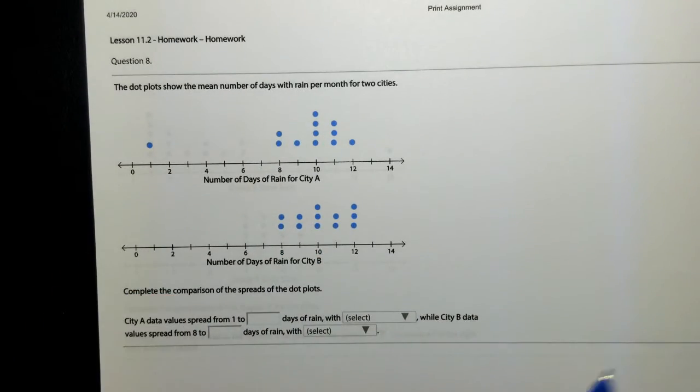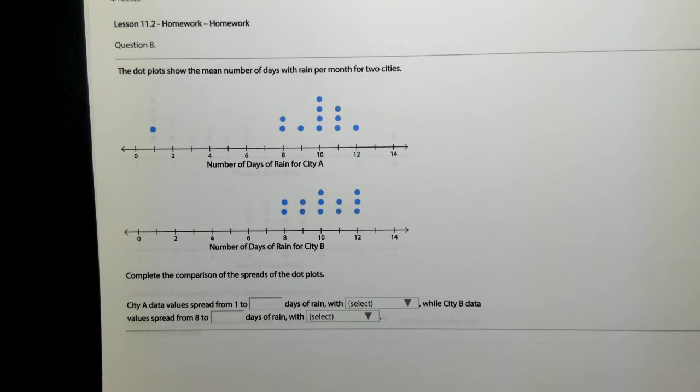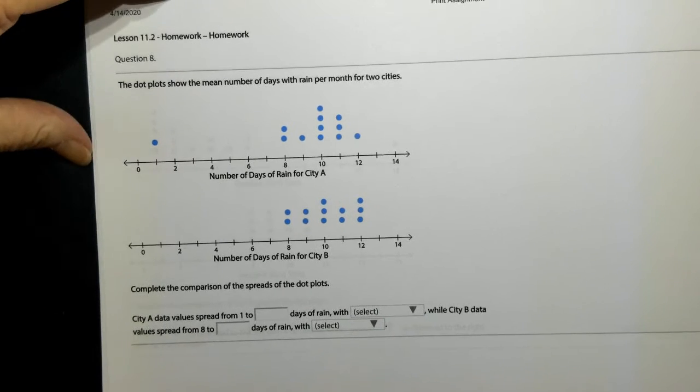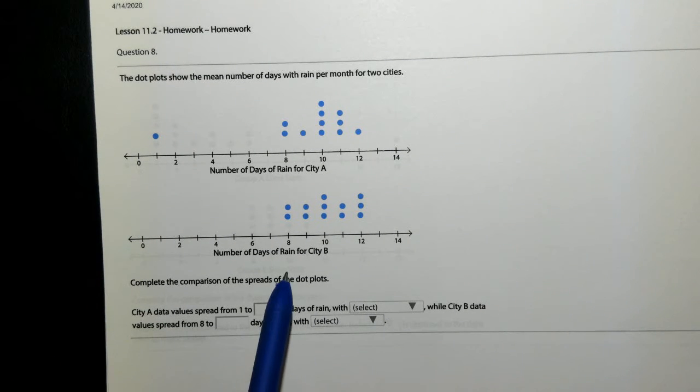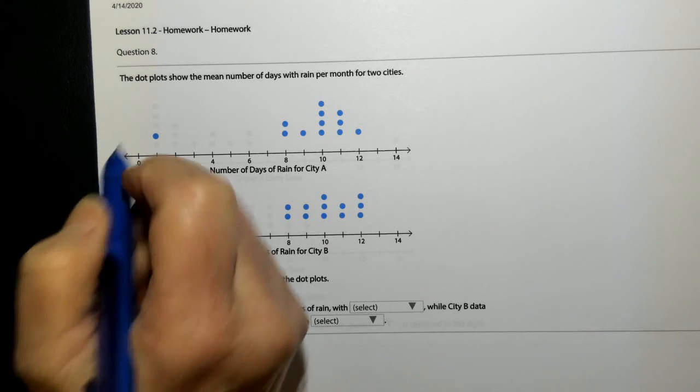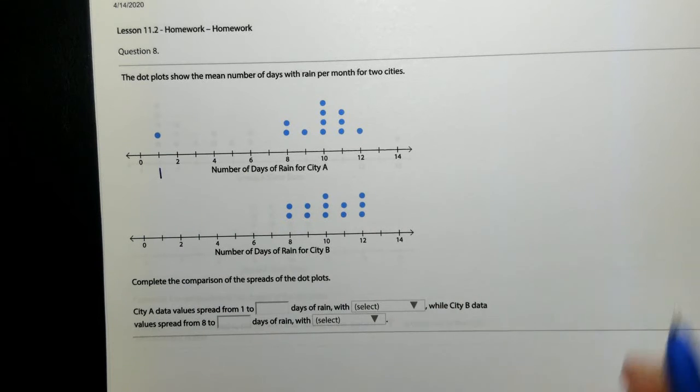So the dot plots show the mean number of days for 2 cities. Let's look at the comparison of the spreads. Again, we have the same information, with City A having 1 outlier and City B not having any outliers. So what does that do to the information?